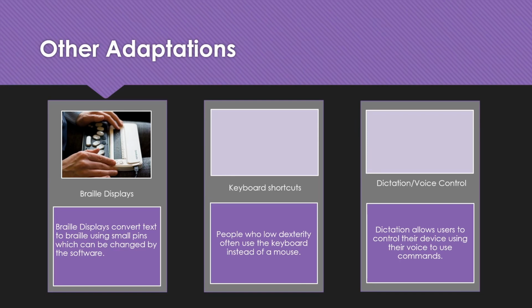I forgot to delete that, so here are other adaptations. Keyboard shortcuts. This is helpful for people who might have low dexterity. They might use a keyboard instead of a mouse. Hang on, I'm going to print up my notes quickly. So if you have low dexterity, maybe it's harder for you to grip a mouse.